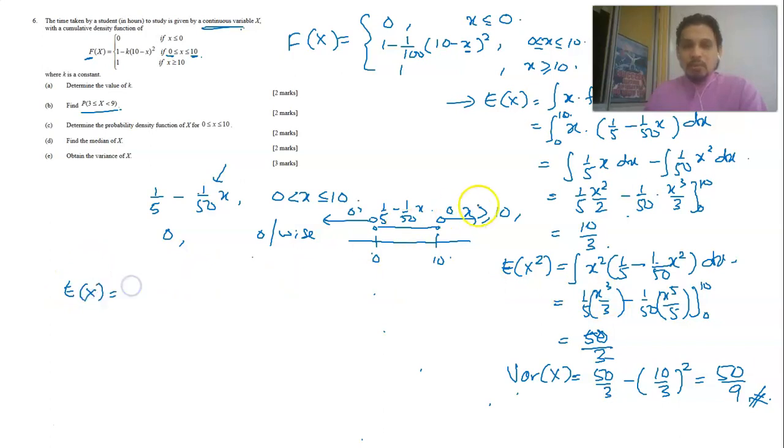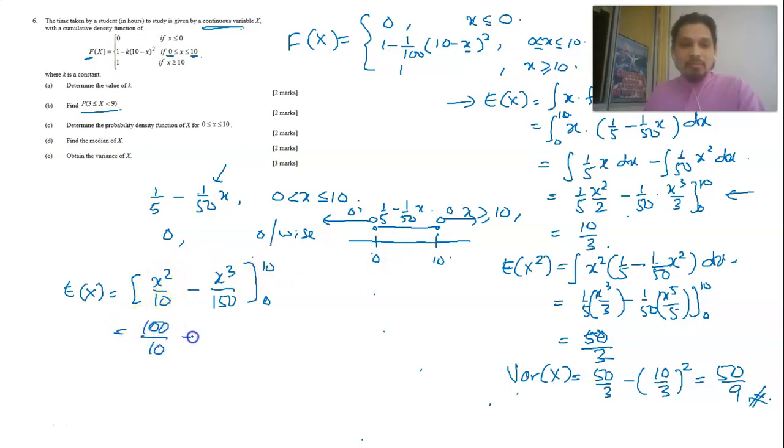Expected of x equal to, okay, I'll take from here. x squared divided by 5 times 2 equal to 10, minus x cubed divided by 50 times 3 equal 150, from 0 until 10. So the first one, substitute x with 10. 10 squared equal to 100 divided by 10, minus 1000 divided by 150, minus 0 and then also 0.